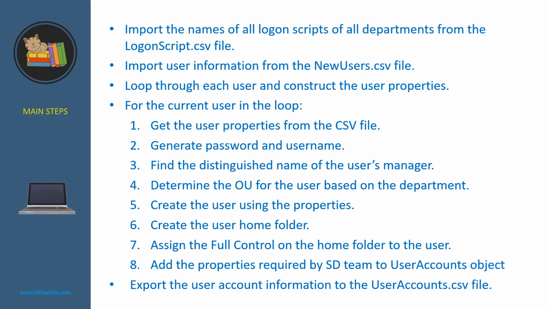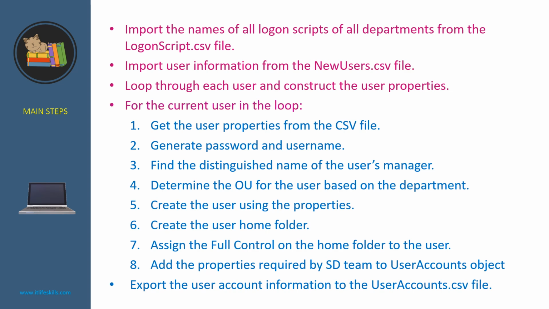Here are the main steps performed by the PowerShell script. First, it imports the names of all logon scripts of all departments from the logon script.csv file. Then it imports user information from the new users.csv file. After that, it loops through each user and constructs the user properties.